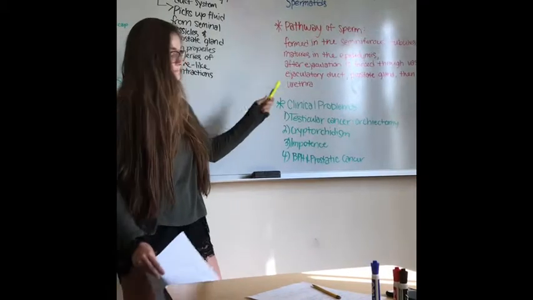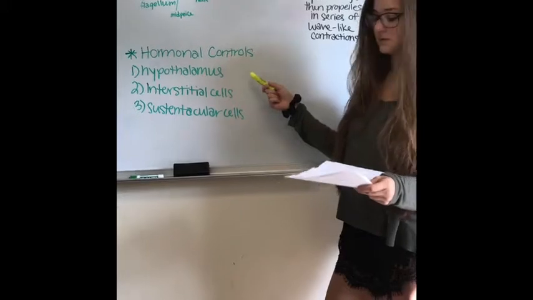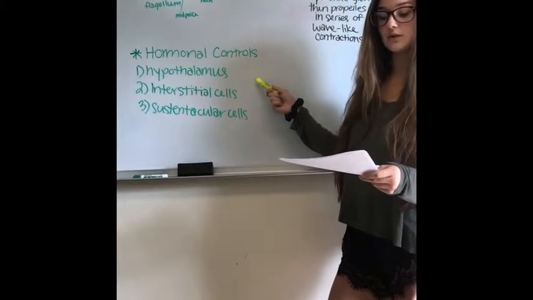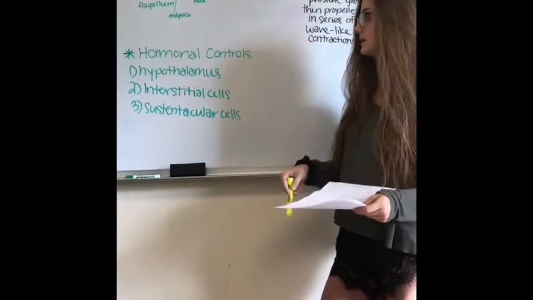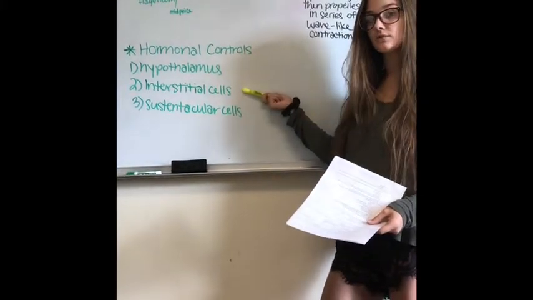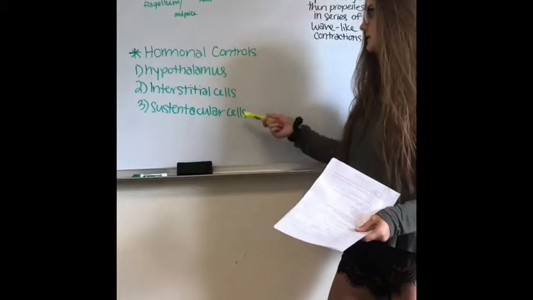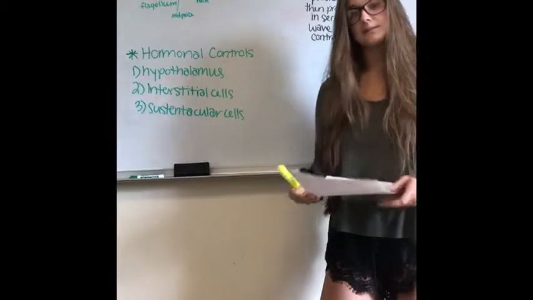Now moving on, we're going to talk about the hormonal controls. The hypothalamus produces gonadotropin-releasing hormone, which controls the release of FSH and LH. LH targets interstitial cells and causes the production of testosterone. FSH targets sustentacular cells and causes spermatogenesis.